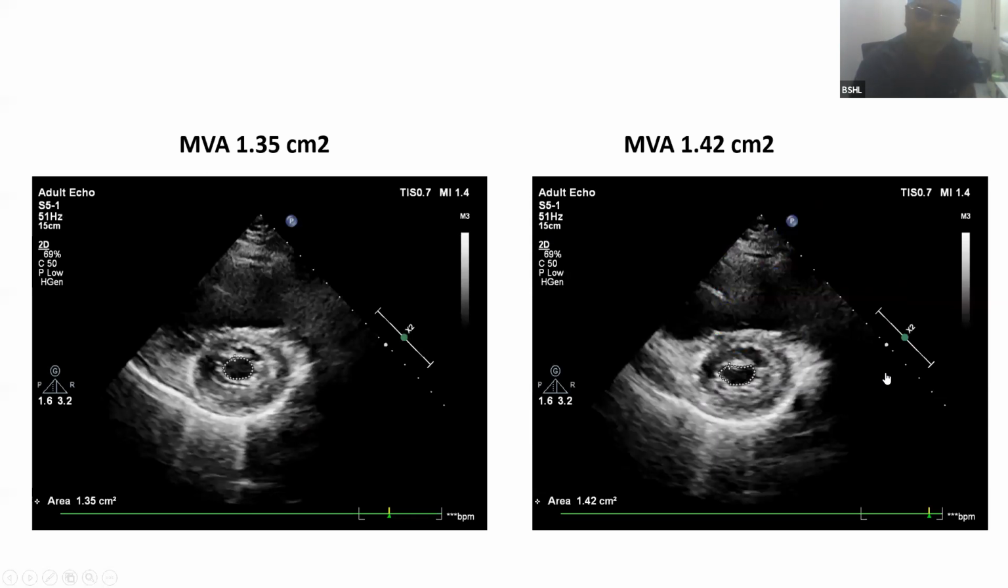This is a case of Gutenberg syndrome: moderate mitral stenosis with a secundum ASD, and there is moderate pulmonary hypertension also.